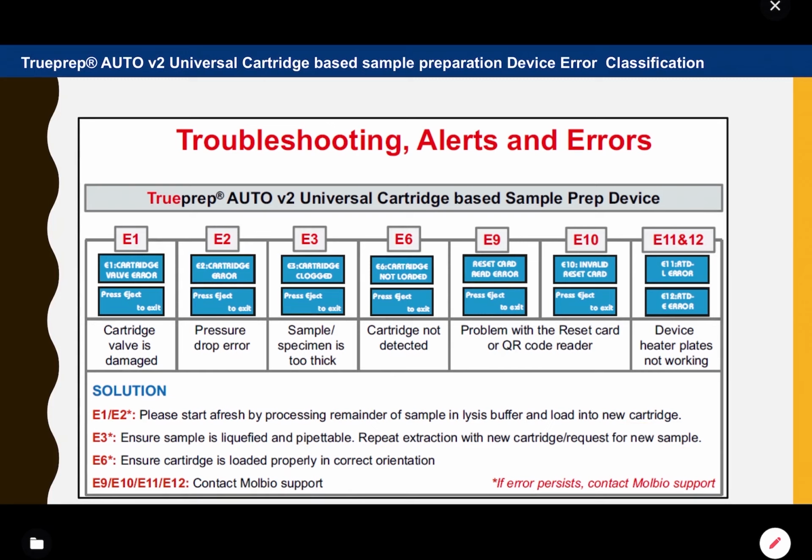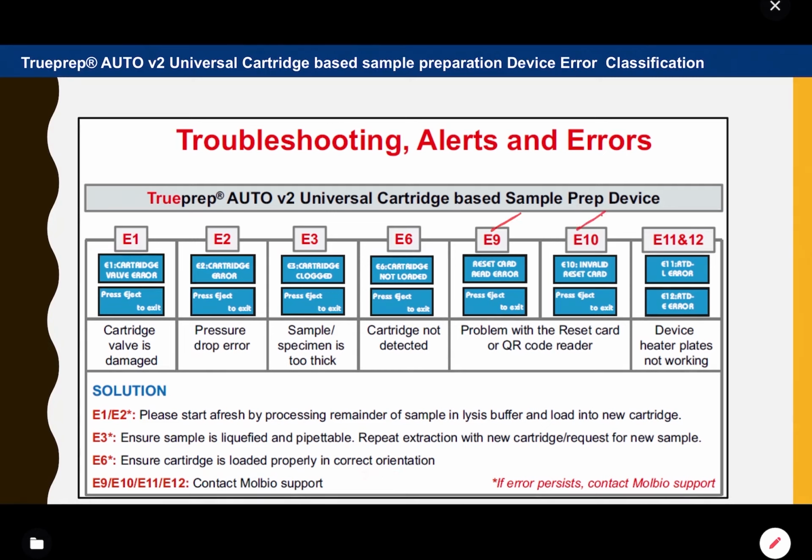Then coming to error 6, cartridge not loaded, cartridge not detected. So as previously we were discussing that the cartridge will not load properly if these rubber washers are present in those nozzles. So you kindly check if you are putting the cartridge in the proper orientation, and those nozzles, do they contain any leftover rubber washers. So if these washers are present, kindly remove them and discard them in 1% hypochlorite and then load the cartridge in proper orientation.